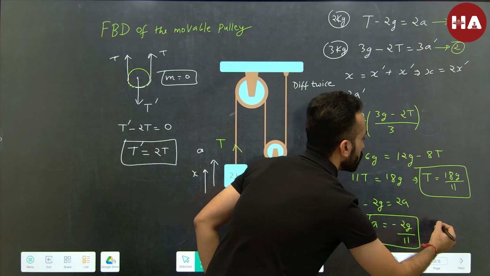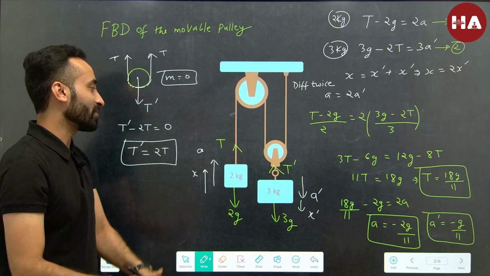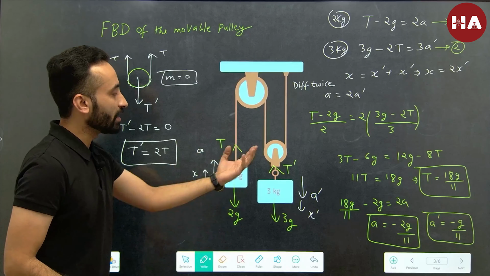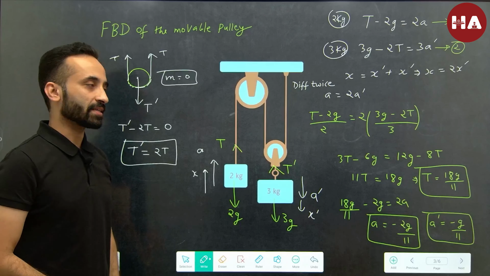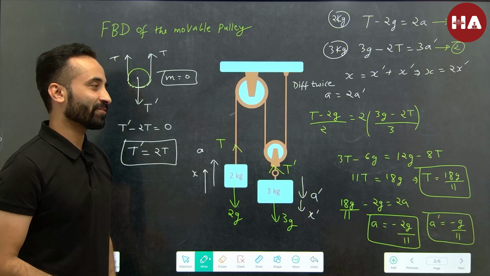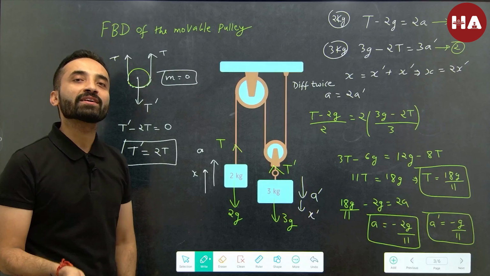So what are these minus signs telling you? These minus signs are telling you that whatever we have assumed as the direction of acceleration is incorrect, and in fact the 2 kilogram is not rising but falling, and the 3 kilogram is rising instead of falling. How can a heavier thing rise and a lighter thing fall? It kind of feels as if energy is being created.